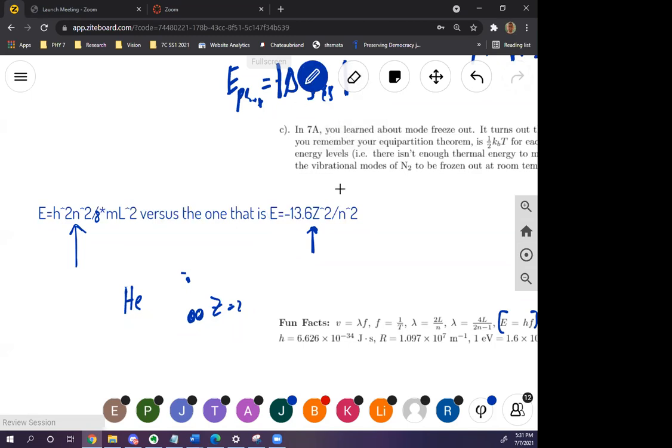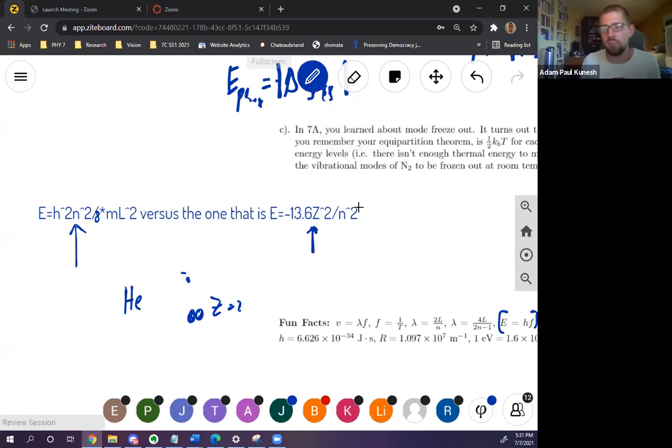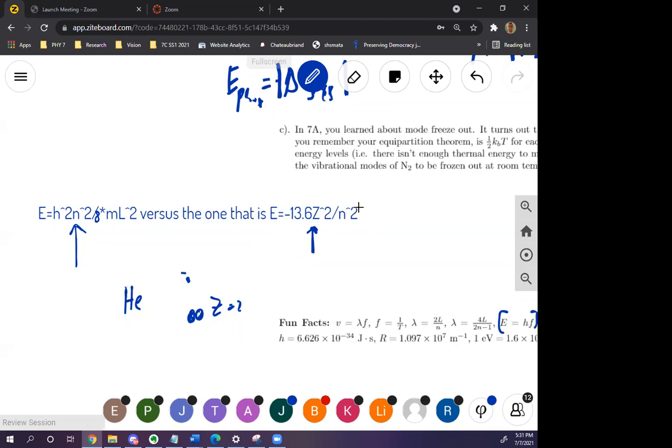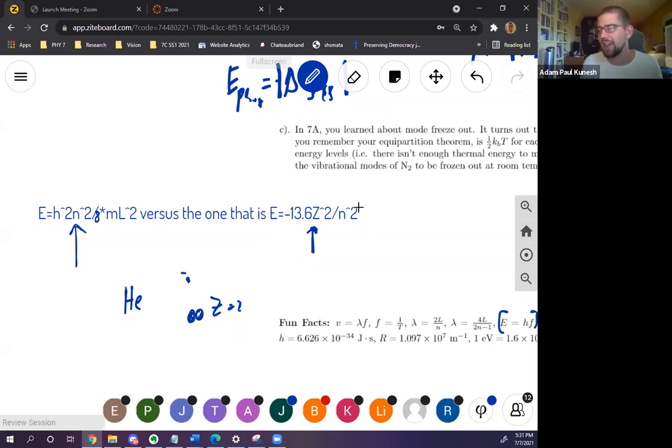Z doesn't have to be equal to 1. Z can be, I mean, for the theory, just any positive integer. In practice, it only works super well for low Z.